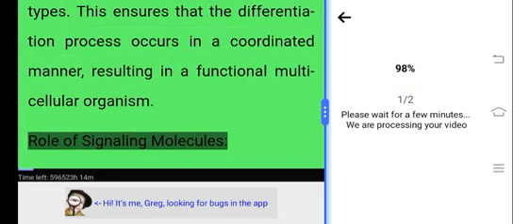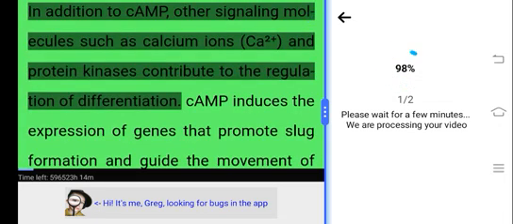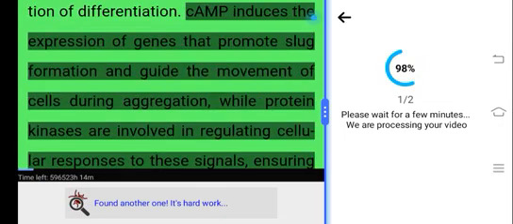Role of signaling molecules. In addition to cAMP, other signaling molecules such as calcium ions, Ca2+, and protein kinases contribute to the regulation of differentiation. cAMP induces the expression of genes that promote slug formation and guide the movement of cells during aggregation, while protein kinases are involved in regulating cellular responses to these signals, ensuring that differentiation occurs at the appropriate stage of development.